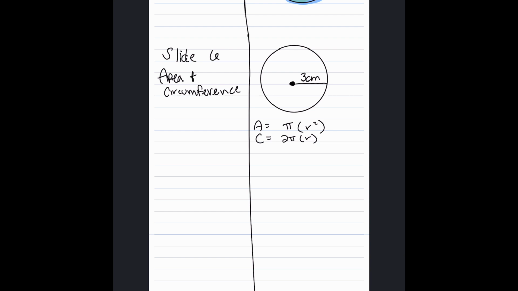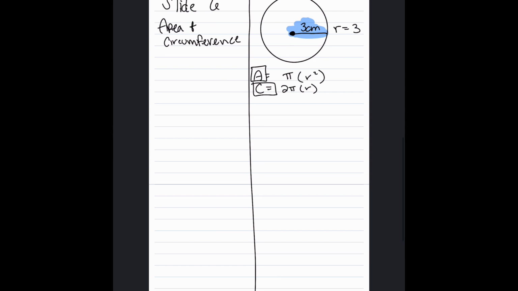So we're given another circle. This time, notice we're given 3, and since this goes from the center to the outside, 3 is that radius. So right away off to the side, I can say that r equals 3. And I want to find the area and then the circumference of this circle. So I'm getting two different answers here because I'm finding two different things. And you can start with wherever. I'm going to start with the area. So use that area formula. Area is equal to pi r squared.